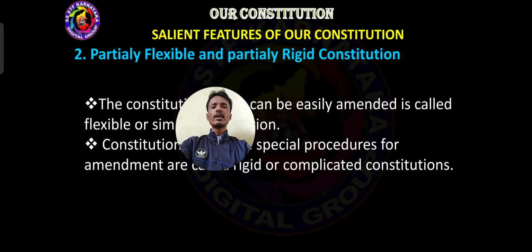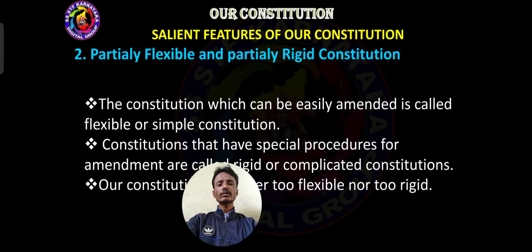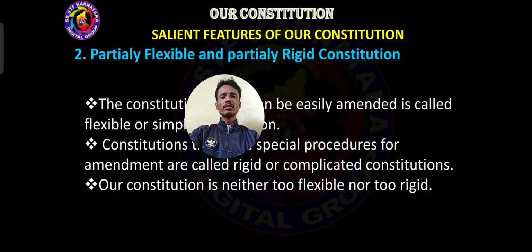So that is why we are saying partially our Indian constitution, sometimes flexible and sometimes rigid. Some parts are easily amended and some are highly impossible to amend. So that is partially flexible and partially rigid constitution. This is the second important characteristic of our Indian constitution. Our constitution is neither too flexible nor too rigid, sometimes difficult, sometimes easy.